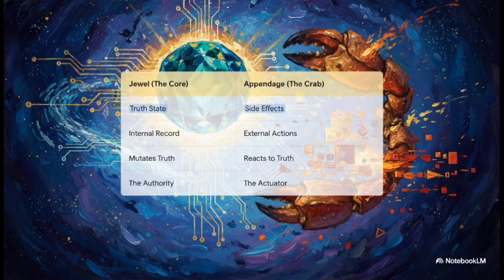Now, this separation of powers is absolutely critical. The jewel deals with the truth state, the internal, official record of what is. It thinks, it decides, it records truth. But, and this is key, it cannot act on its own in the outside world. To do that, it needs an appendage, which brings us to our next part.